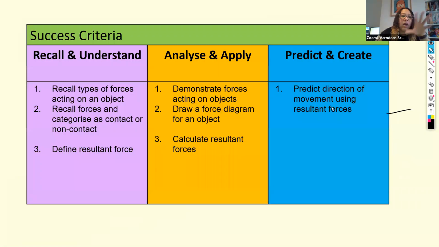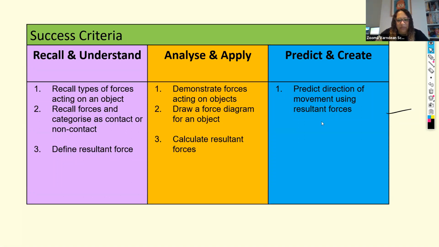So what are we going to learn about today then? We're going to recall the types of forces acting on an object and categorise forces as whether they're contact or non-contact. And then you're going to define resultant force. So that's the bare minimum we expect you to be able to do by the end of this session. And then we're going to have a little look at drawing force diagrams, calculating resultant forces and demonstrating forces acting on objects. And then those of you who are really pushing yourselves are going to predict the direction of movement using this idea of resultant forces. And you're starting just using that picture that we just looked at to have a little think about that already.